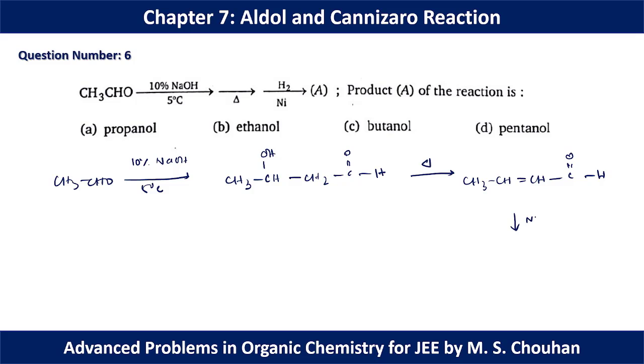Now if we add nickel and hydrogen, it will give CH3CH2CH2CH2OH. Okay, so this is nothing but butanol. So for question number 6, option C should be the correct option.